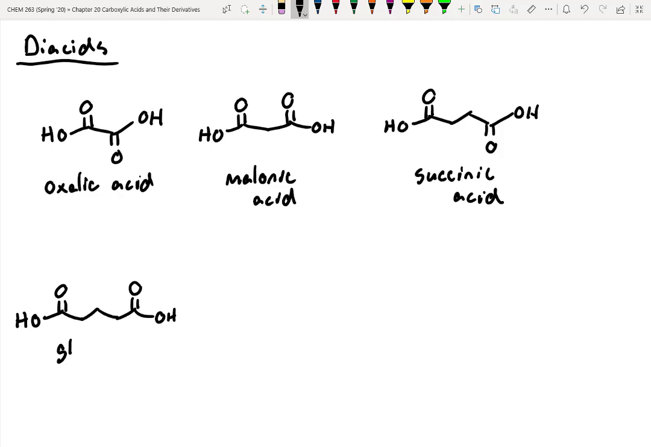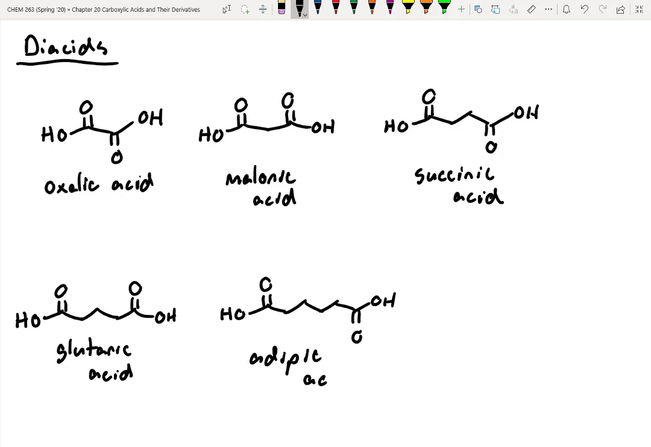This is called glutaric acid. If you have 6 carbons, this is a compound we actually made earlier this year in lab when we ring opened cyclohexane. This is called adipic acid. And then if you have one more carbon, meaning 7 carbons, you get a diacid that looks like this. And this is pimelic acid.